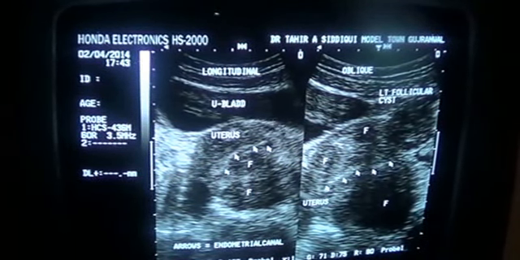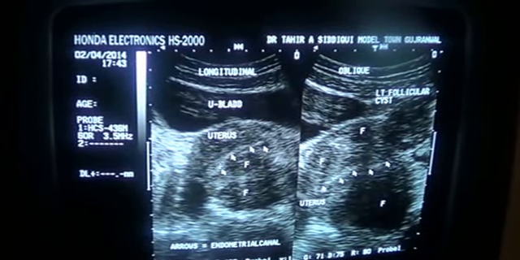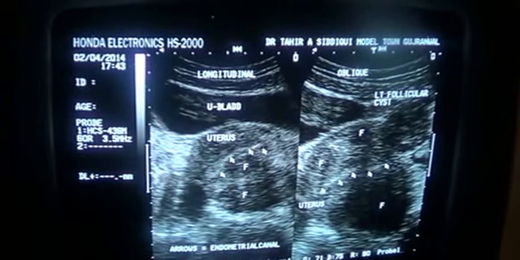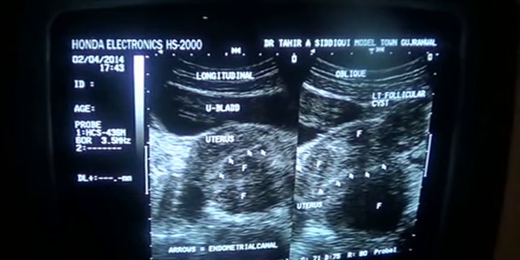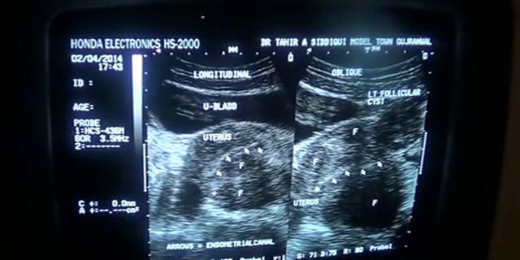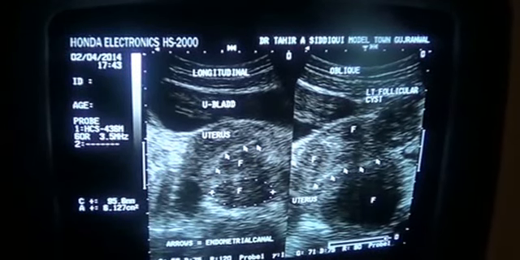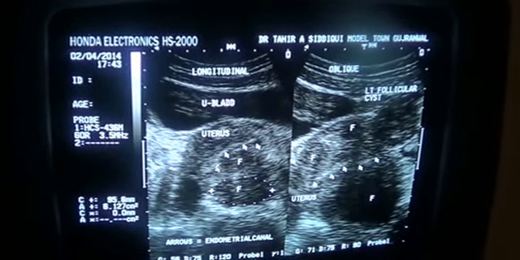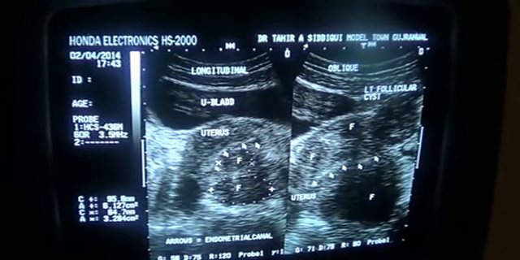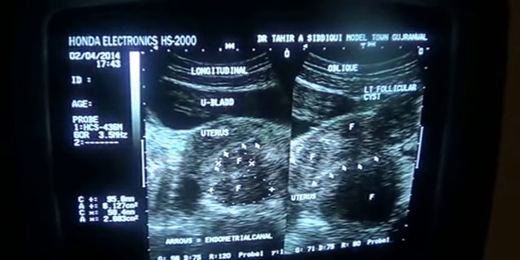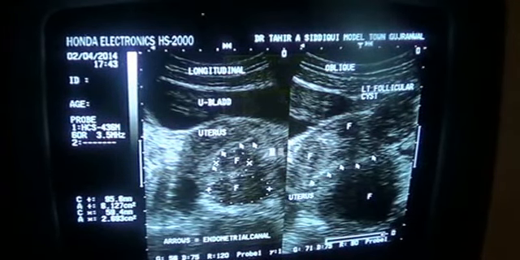This outer lining is that of the uterus. This is the anterior myometrium. This is the endometrial canal, and this is the posterior myometrium, in which you are seeing two hypoechoic focal lesions. This is one, and this is the second one. Now these are fibroids relating to the posterior wall of the uterus, sparing the endometrial canal.